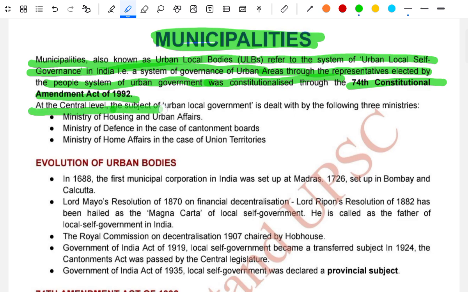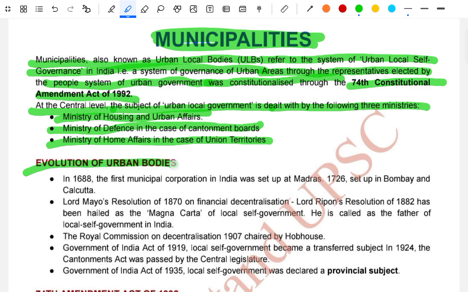At the central level, the subject of urban local government is dealt with by the following three ministries: the Ministry of Housing and Urban Affairs; the Ministry of Defence, in the case of cantonment boards; and the Ministry of Home Affairs, in the case of union territories.